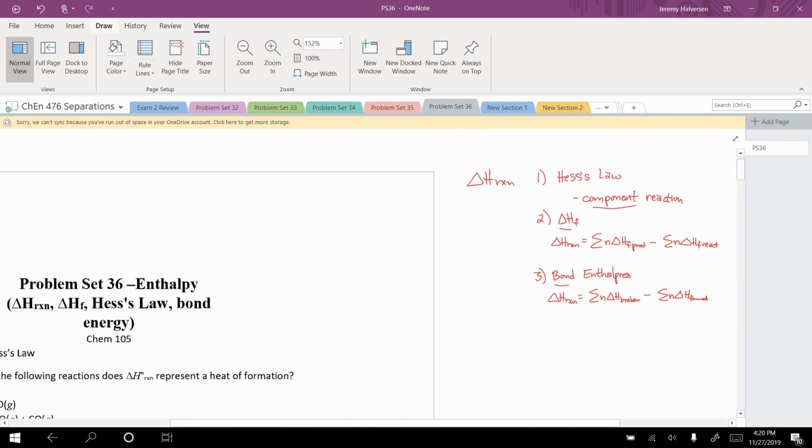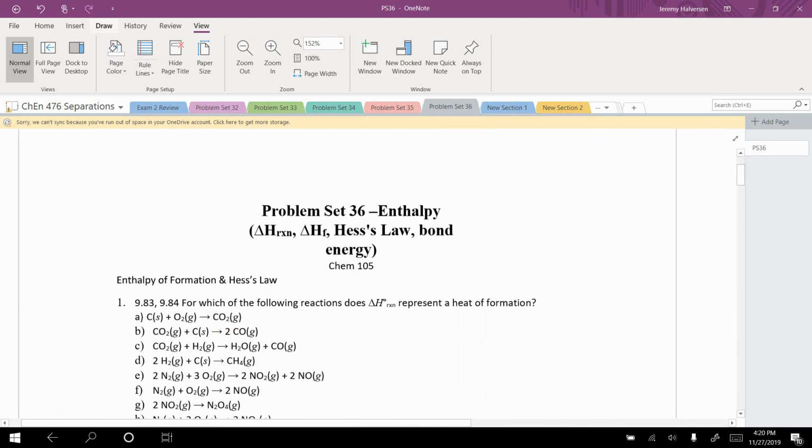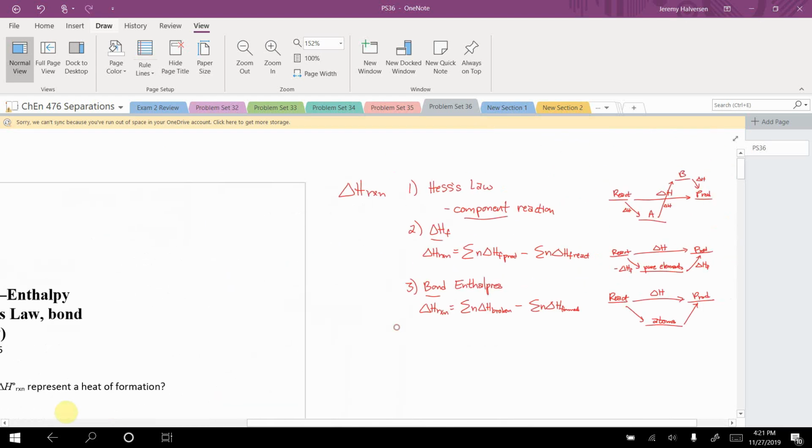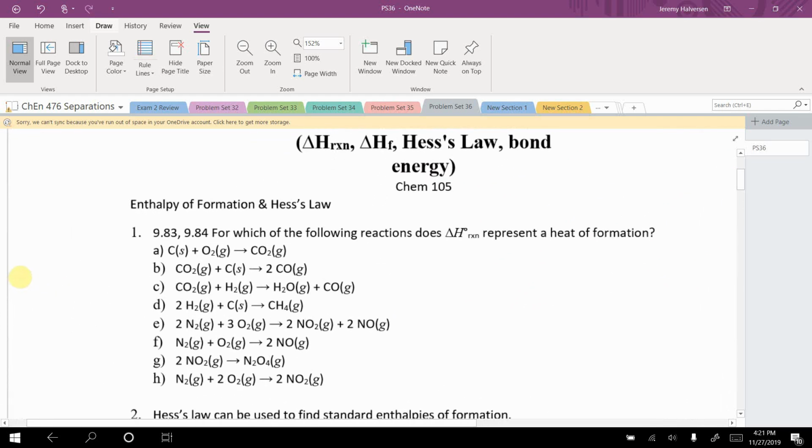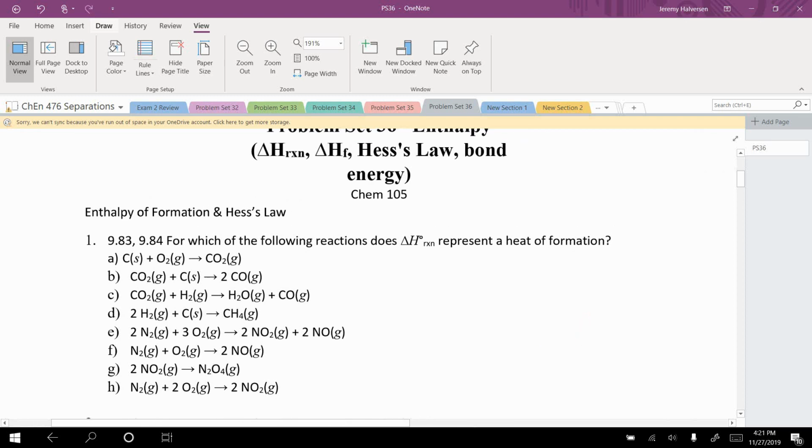So let's go through some of these, and hopefully your questions can be answered. So, first question, for which of the following does delta H reaction represent a heat of formation? Well, heat of formation, that's just delta H of formation. So really all this is asking is, for which of these is the delta H of the written reaction equal to the delta H of formation? In other words, which of these is a formation reaction?